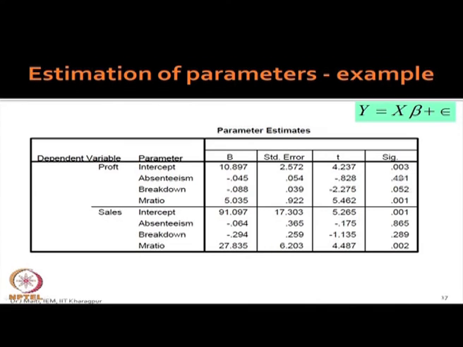So, the intercept t value is 4.237, which means it is quite a large value, and the significance level is 0.003. Similarly for absenteeism, breakdown and M ratio, you see what is happening: absenteeism is not significant, breakdown is significant but slightly higher than the 5% significance level, but still it is to be considered. M ratio is very significant from the profit point of view. If you go by the sales point of view, suddenly even breakdown hours are not coming out significant.